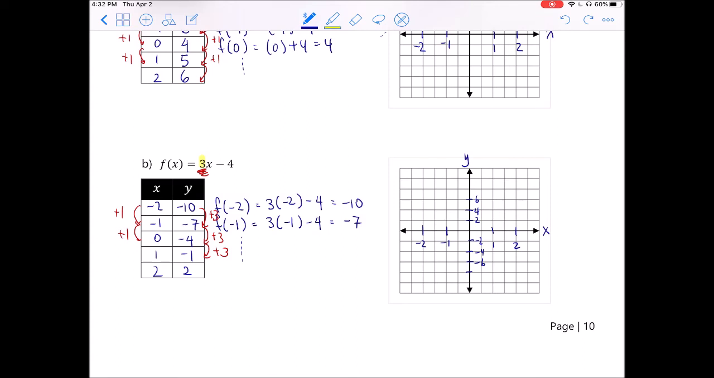-10, which should be here. And when x is -1, y is -7, so it's going to be in between here, a little below -6, and then x equals 0 is -4 right here. And then this pattern continues, so add 1, -1 right here, and then 2, 2 right here. And we can actually connect these points as a straight line with the arrows on both ends.